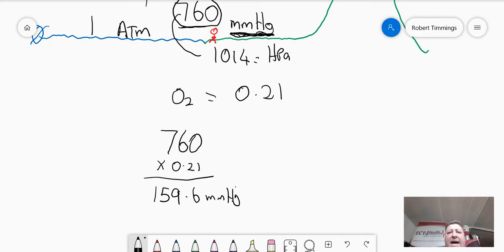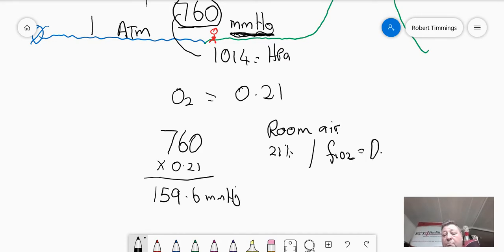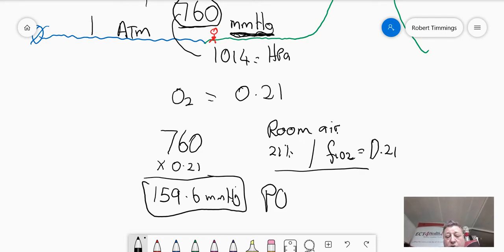So when the doctor next asks you how much oxygen is the patient breathing, you could be clever and say they're on room air. That would be true to say. You could be very clever and say they're breathing 21%. You could be exceptionally clever and say an FiO2 of 0.21. Or you could be a real smarty pants and say they're breathing a PO2, a pressure of oxygen, that is 159.6 millimeters of mercury.